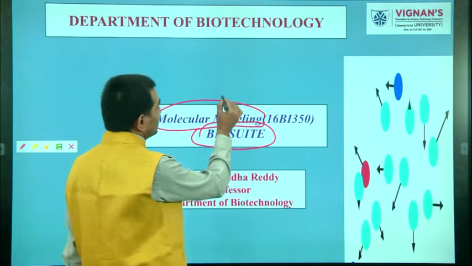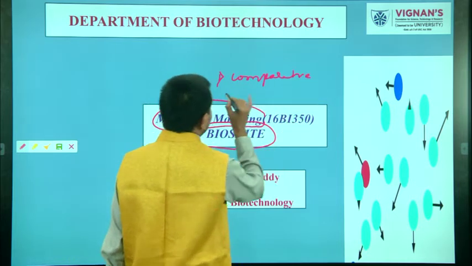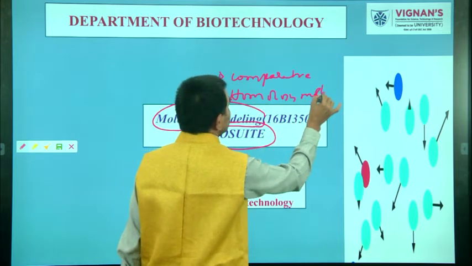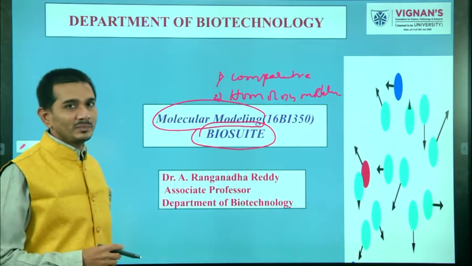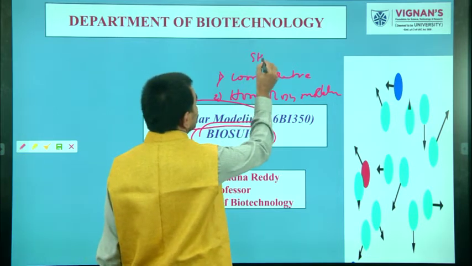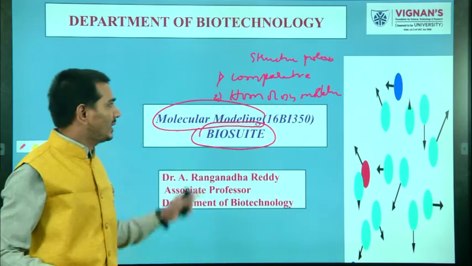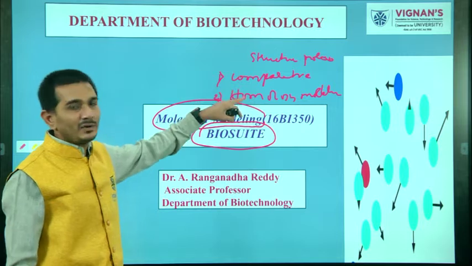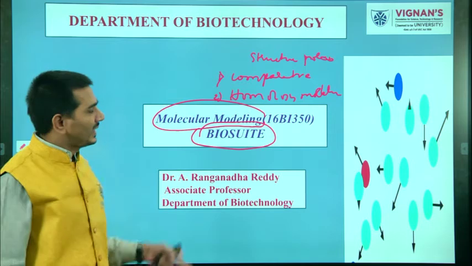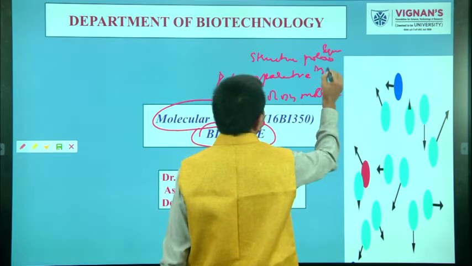Molecular modeling is also called comparative modeling or homology modeling. It is a simple concept where we try to build a structure for a protein whose sequence is known and structure is unknown.